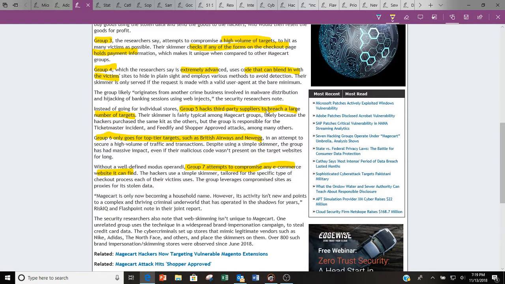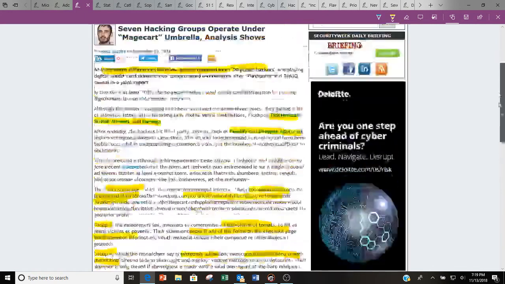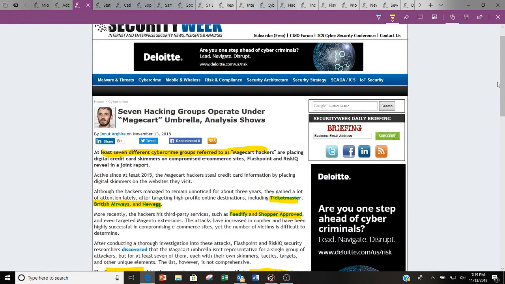I'm not saying that this article is correct in how it analyzes all of these payment card skimmers, but the concern is this. If you are hosting an application that accepts credit cards, you might want to reach out to your hosting provider to make sure that they are taking actions to protect against these megacart hackers.